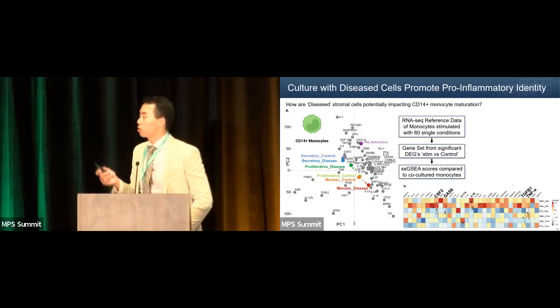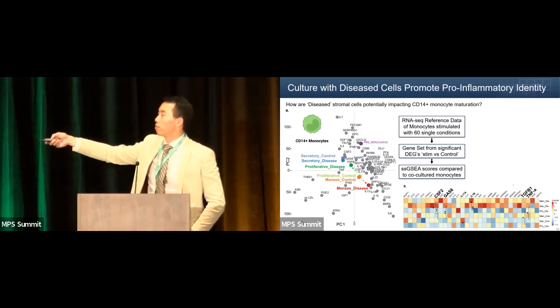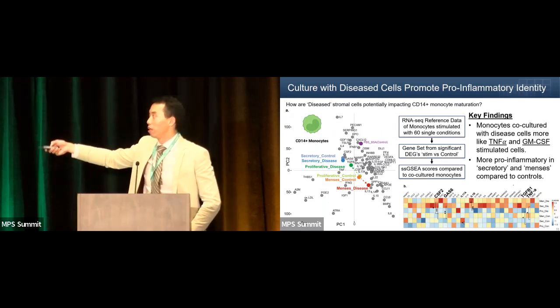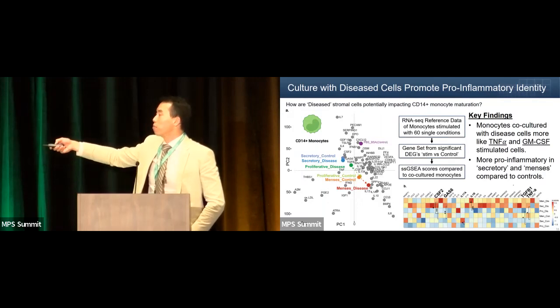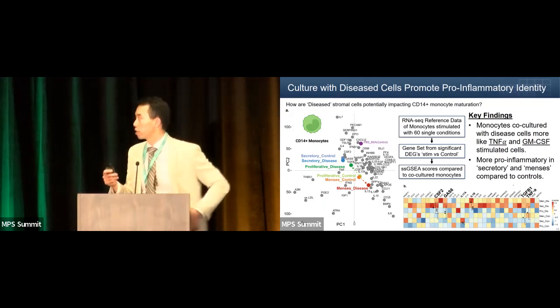And what this demonstrated was something very interesting: we believe that these monocytes that were co-cultured with diseased stromal cells became more pro-inflammatory, okay? So in both the menses and the secretory phase compared to controls. So there is a level of dysregulation there.